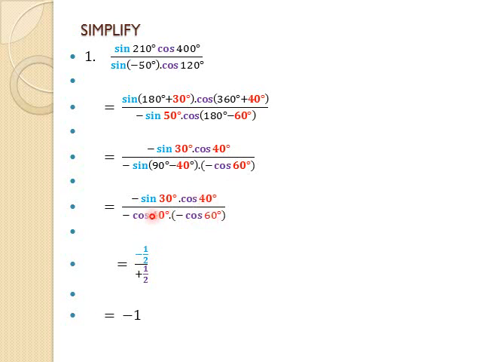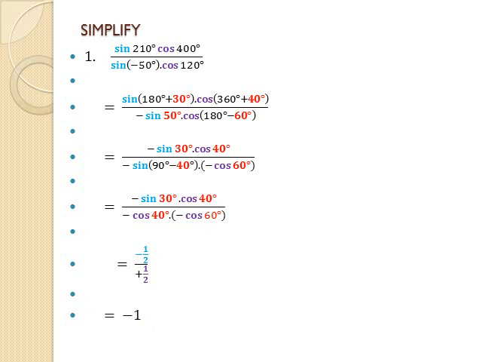Cos 40 and cos 40 cancels. Negative divided by negative is positive, but positive times negative stays negative. So in short, I just said sine 30, negative half. Cos 40 and cos 40 cancelled, and negative times negative stay positive, and the cos of 60 is half. And I assume you know anything divided by itself will always give me 1. So negative divided by positive gave me negative 1. Right, so hope you follow.